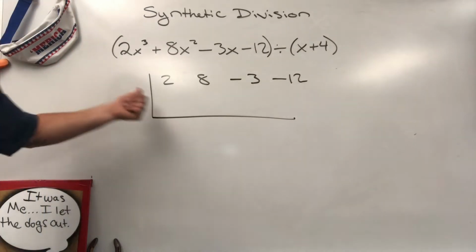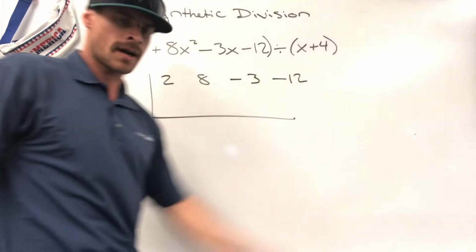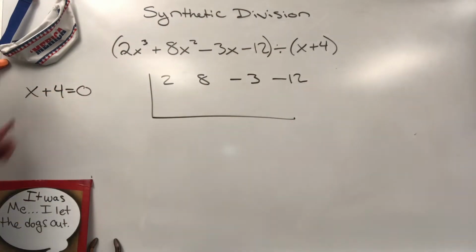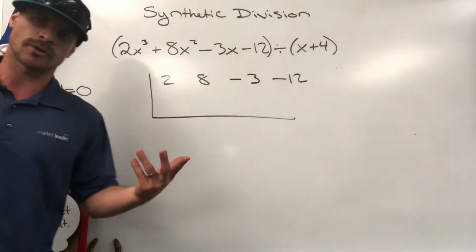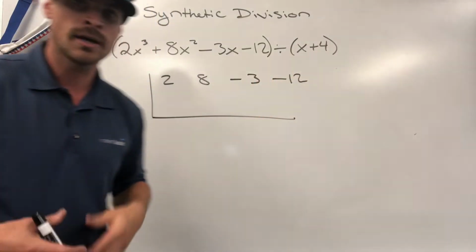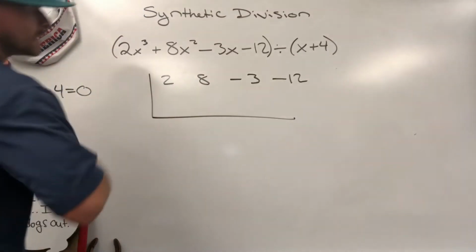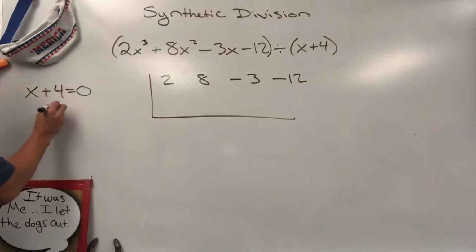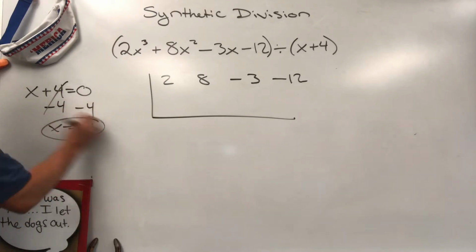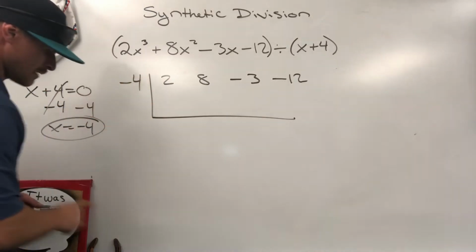The number on the outside is going to come from this binomial. It's what's the value of x to make that equal to 0. So long story short, you're just going to do the opposite of what you see here. So if it's x plus or minus a value, just do the opposite of that value. This being positive 4, negative 4 is what's going to go on the outside.